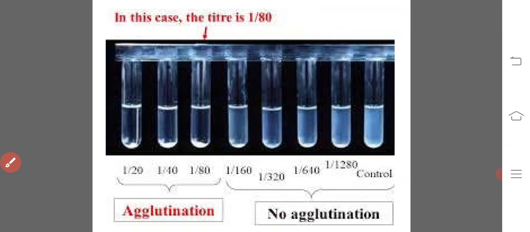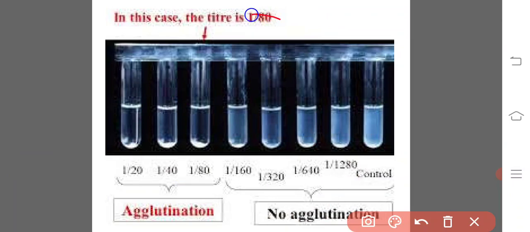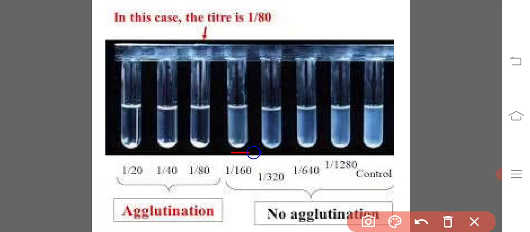In another example, you can see the titer is 1 is to 80. Up to 1 is to 20, 1 is to 40, 1 is to 80, agglutination takes place. After that no agglutination. So this is the highest level where the agglutination takes place. Beyond that no agglutination. So this is about the titer.